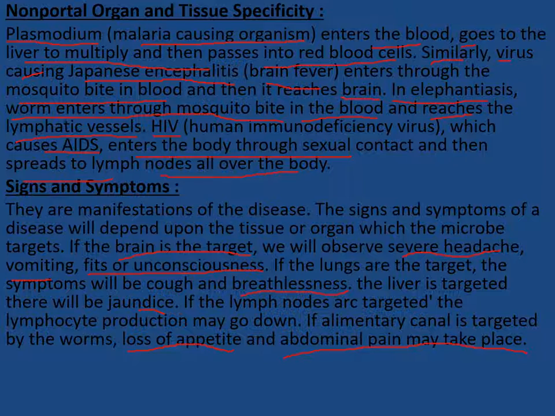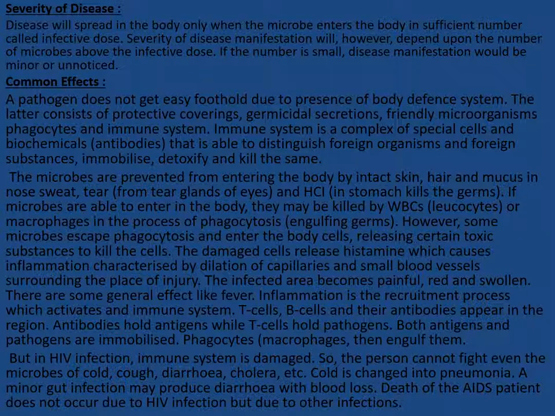Done. Next is the severity of the disease. Now look here. Disease will spread in the body only when microbes enter the body in a sufficient number, called the infectious dose. Even if only one microbe enters our body, it will take time to multiply. Once they reach a specific number, that is known as the infective dose.